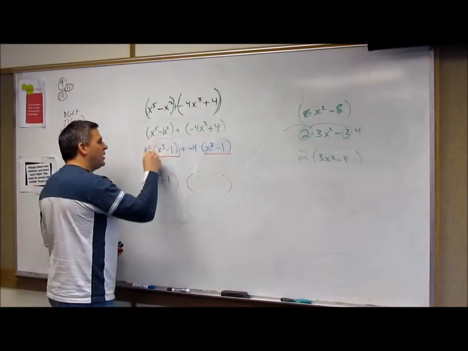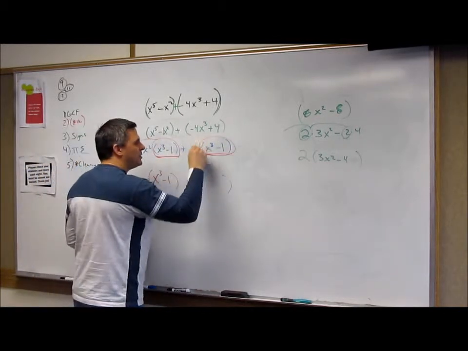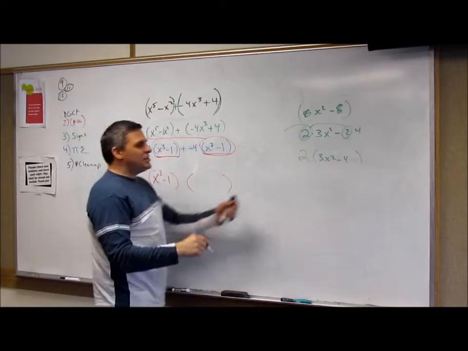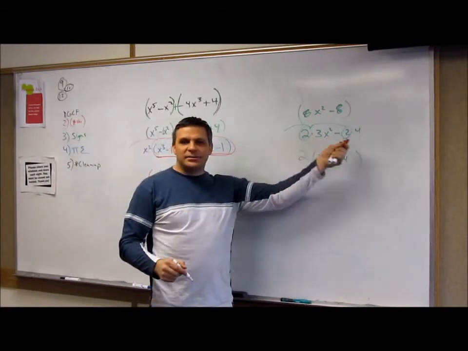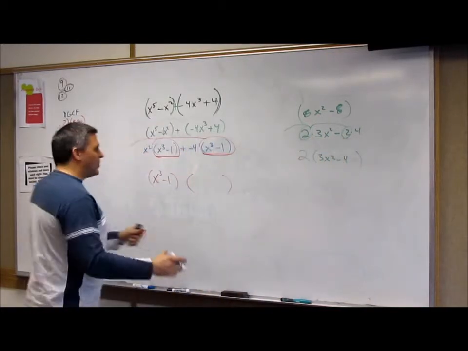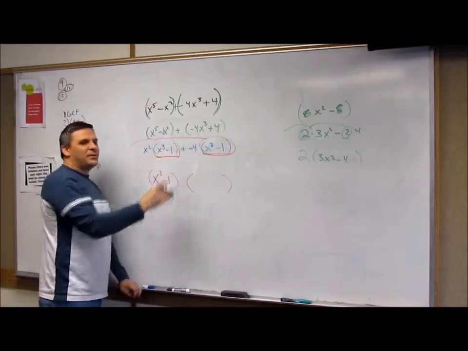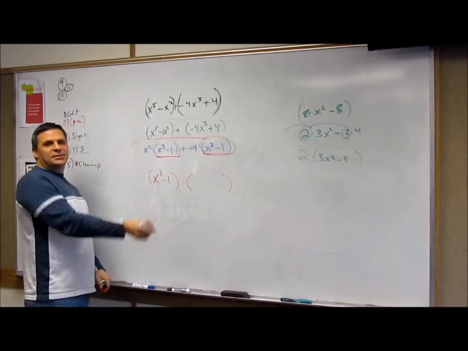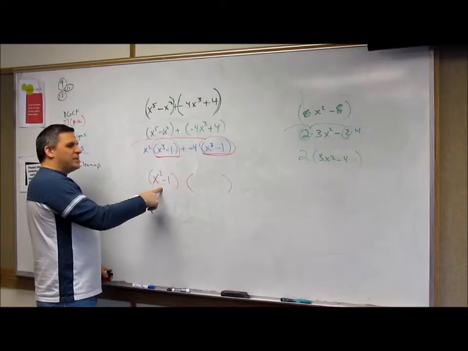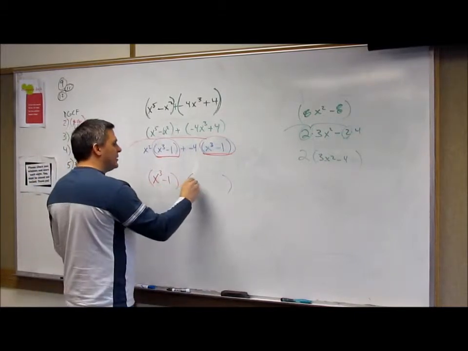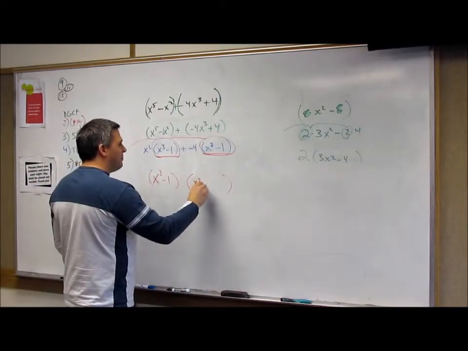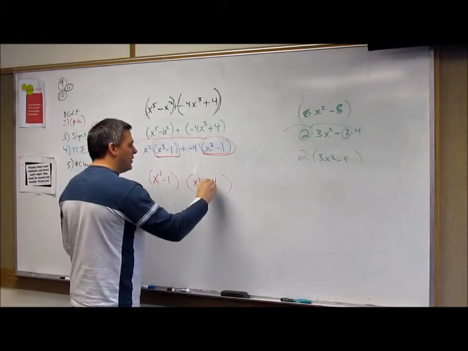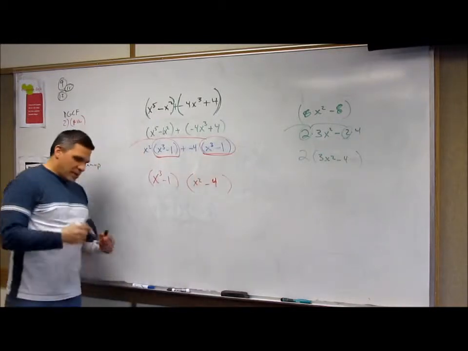Well, I'm pulling these out. Remember I said it was going to be just like pulling these 2's out? It's the same way. I'm pulling this polynomial out. I'm pulling this binomial out. And I got this, and what's left? X squared minus 4. Alright.